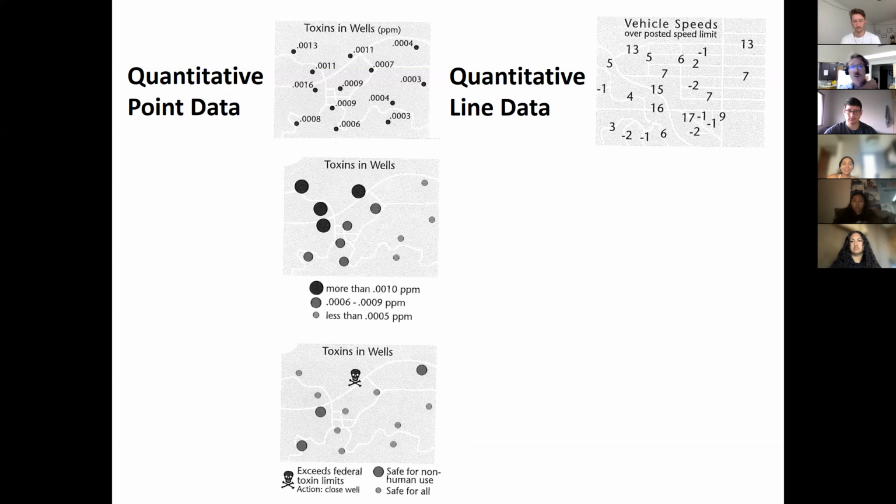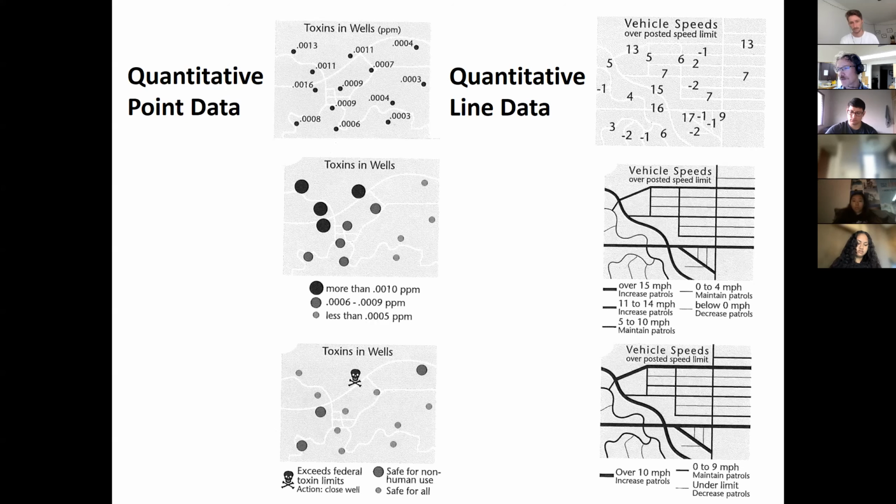You can do the same kind of thing with line data. And so this is measurements of vehicle speeds over the posted speed limit. And so if the numbers are high, those might be areas where you might want to set up speed traps or something to try to slow people down. If the numbers are low, maybe you don't need to really patrol those streets very much. But again, this idea of just showing the raw numbers is really not that efficient or effective.